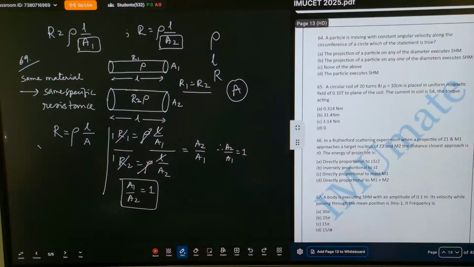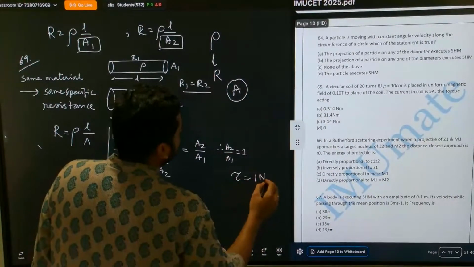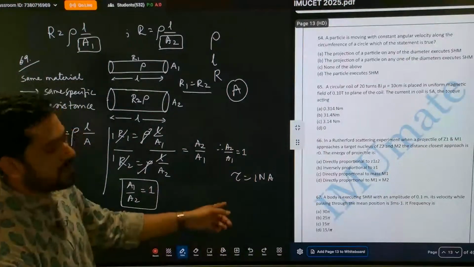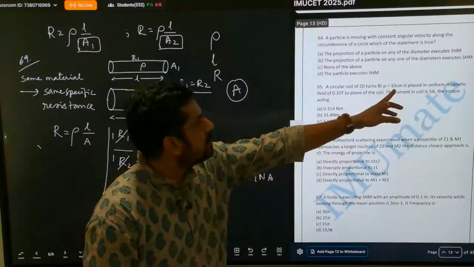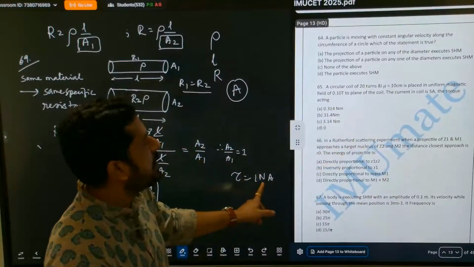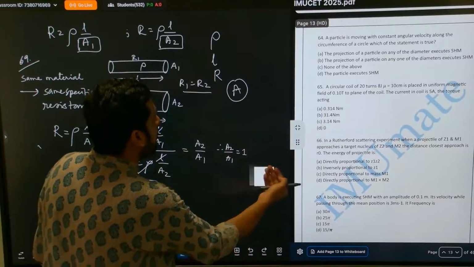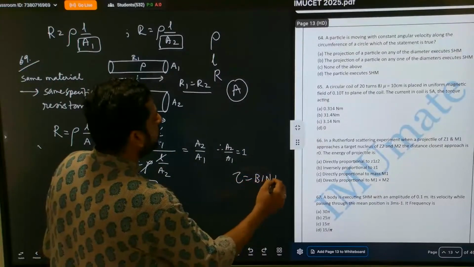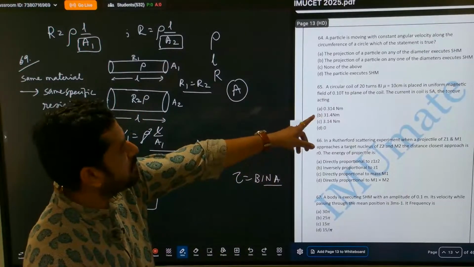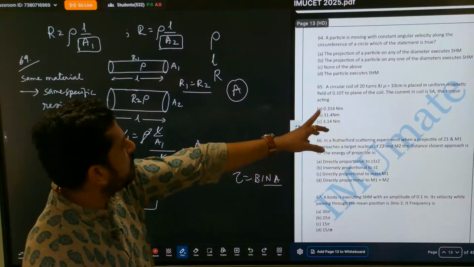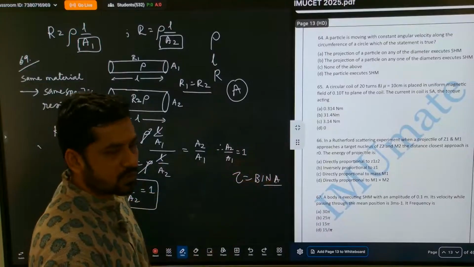No, this is torque. I could give you the formula. Torque equals BINA. I is the current, N is the number of turns, A is the area. This is in centimeters. Coil has 20 turns, so N is 20. INA means magnetic dipole moment. So B is 0.10, I is 0.5 ampere, and all are given. If you calculate the area of the circle, you will get the torque.